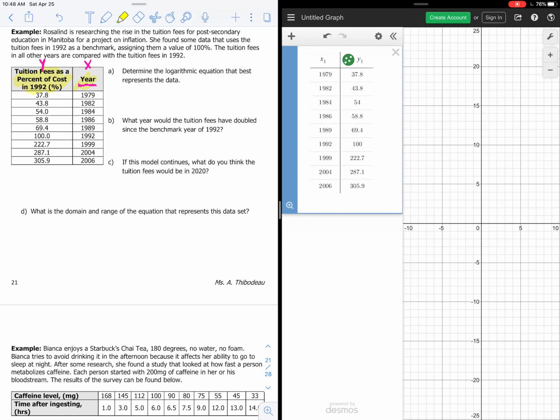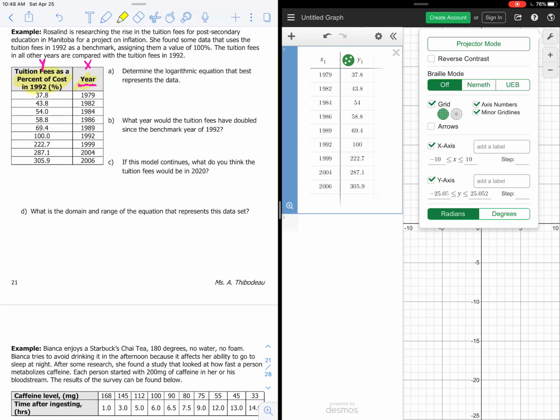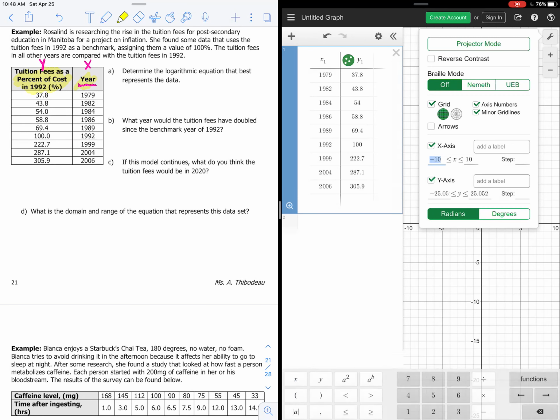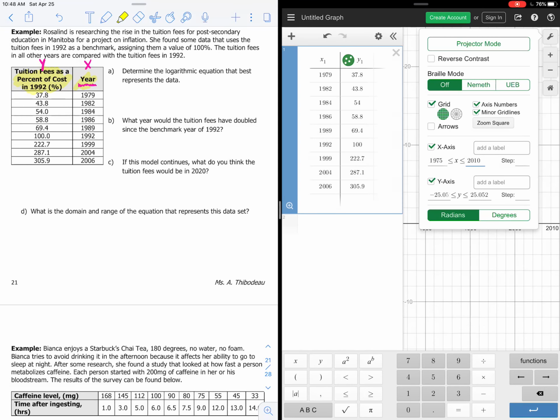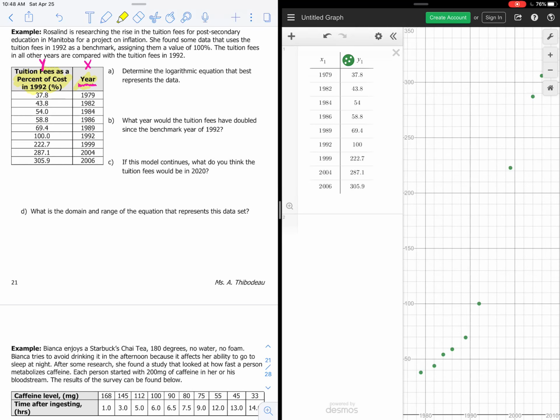Once we're in Desmos here, we might want to change our scale so that we can see our data points. So our x values go from 1979 to 2006. I might want to extend that a little bit further, so I might go 1975 to 2010 maybe. And for my y value, it looks like the lowest one is 37.8 all the way up to 305. Maybe I'll go a little bit negative. I'll go -5 all the way to 350, just to give me a little bit of a range here. Okay.